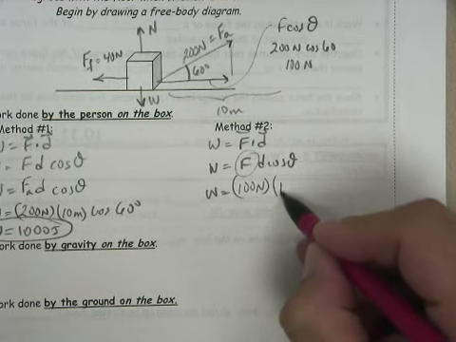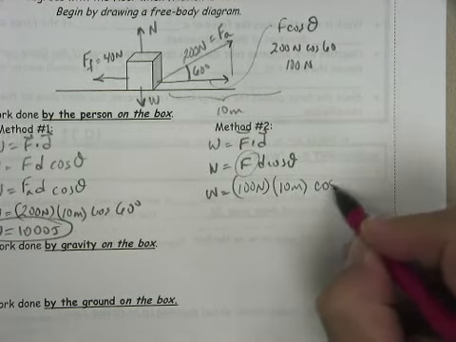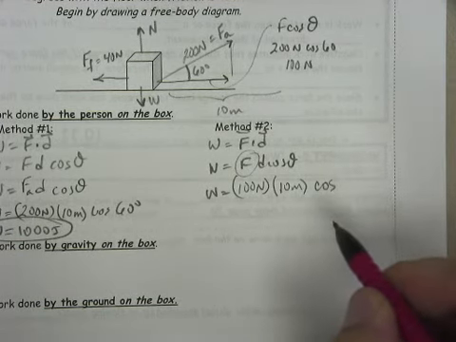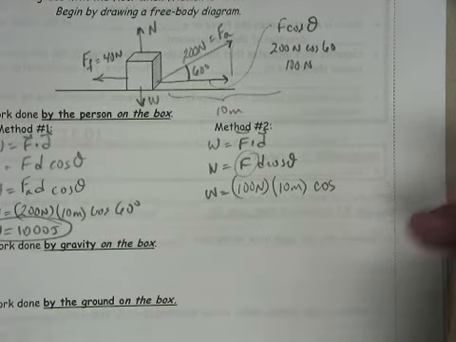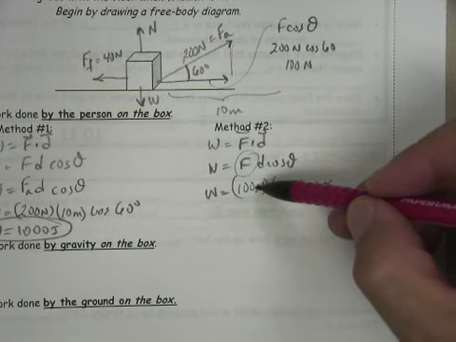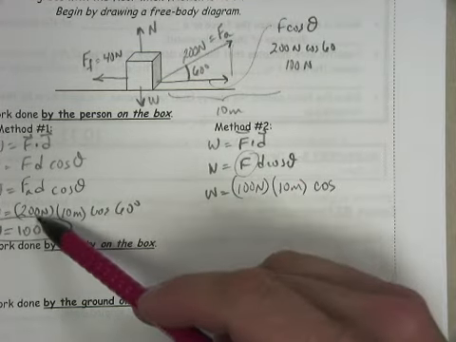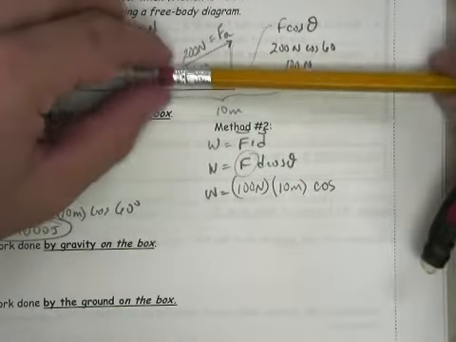And then distance, 10 meters. And then cosine. Now, since you just figured out the component, then your angle is going to be a little bit different. So this 100 is not the 200 that we used over here. This 100 now is this guy.